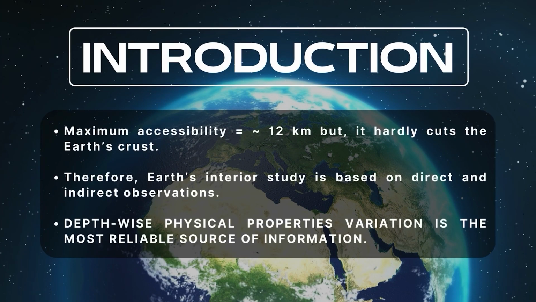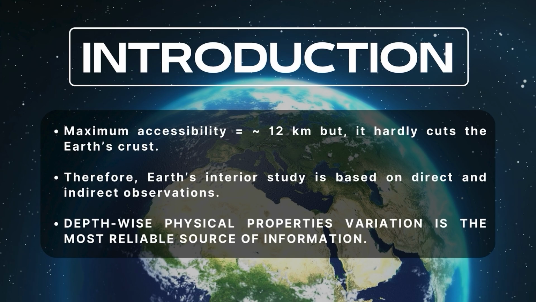Let us discuss accessibility. Our accessibility is very limited. Maximum up to 12 kilometers we can physically see the cores or see the deeper part of the earth, but it hardly cuts the earth's crust. 12 kilometer depth is nothing. Therefore, the earth's interior study is based on direct and indirect observations, both.